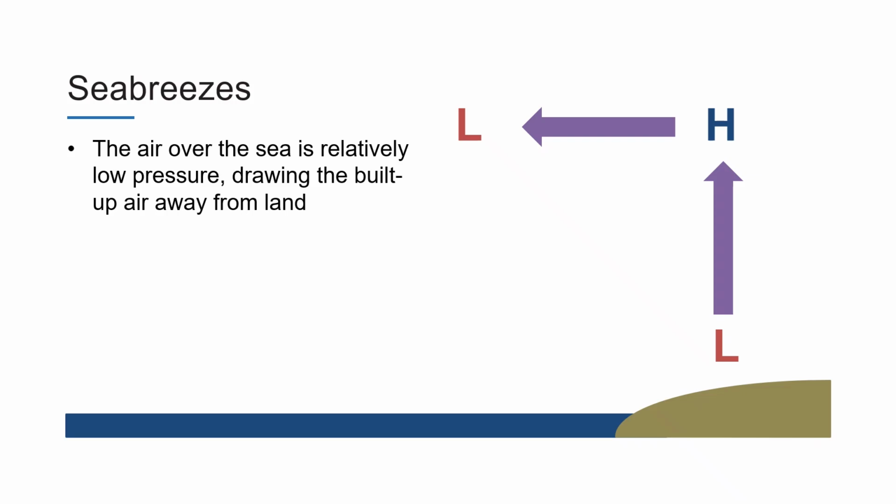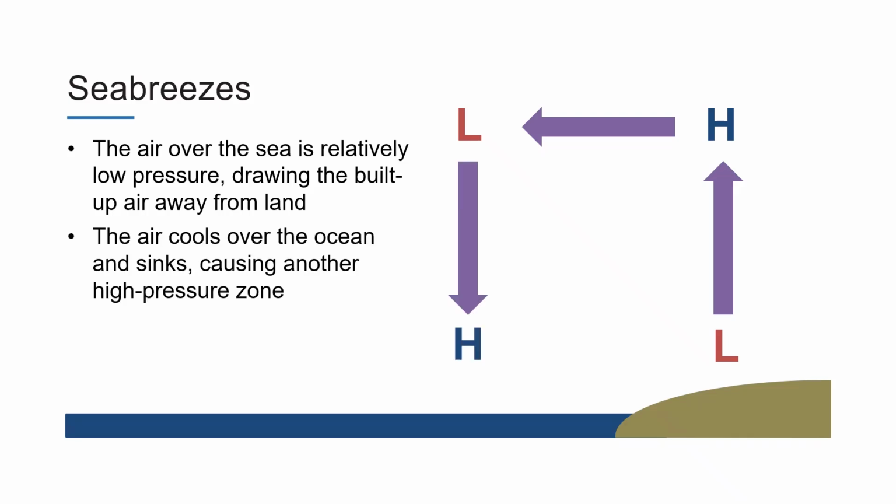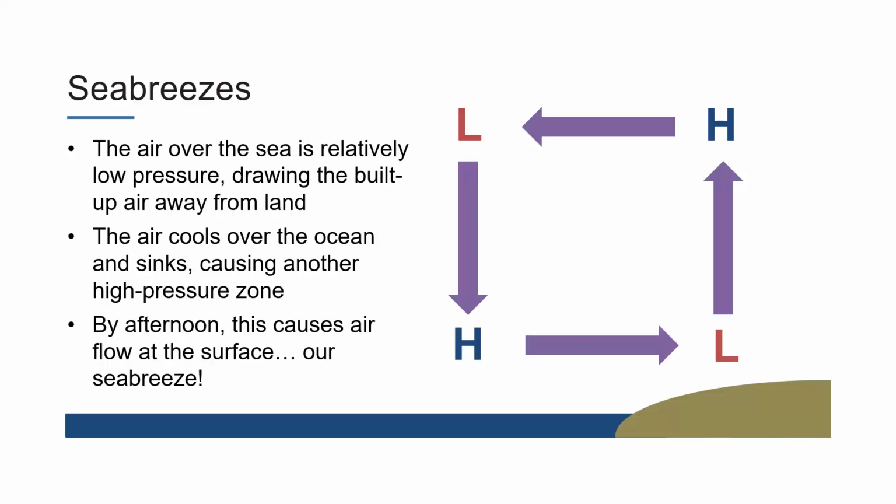When air is hanging out over the ocean, it'll start to cool and then sink. And this causes another high pressure zone, this time over the ocean's surface, because air is just piling on top of it. And then by the afternoon, this causes that surface air to flow back to the land, which we experience as a sea breeze. And we call this convection, a cycle of air rising, flowing horizontally, sinking, and flowing again, which we feel as wind.